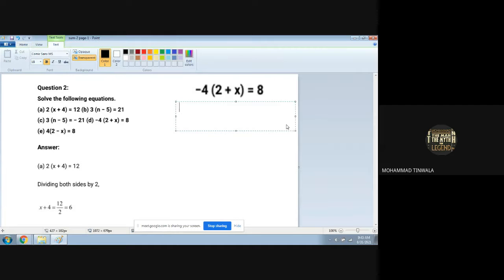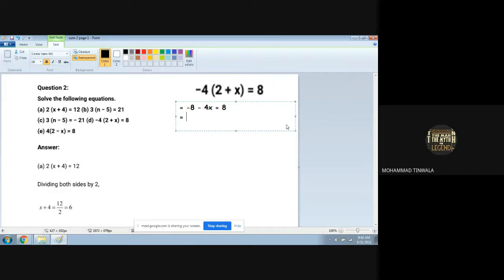So first step is minus 4 into 2 minus 8. 4 2s are 8, plus minus minus. Okay, plus minus minus 4 into x, 4x, is equal to 8 as a total. Anybody has any doubt here? No, sir. Okay.